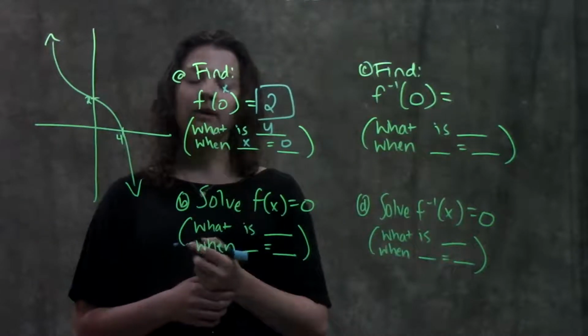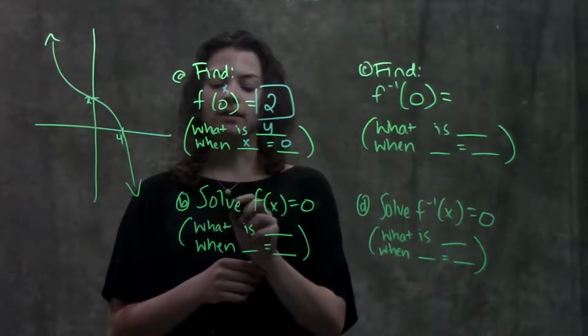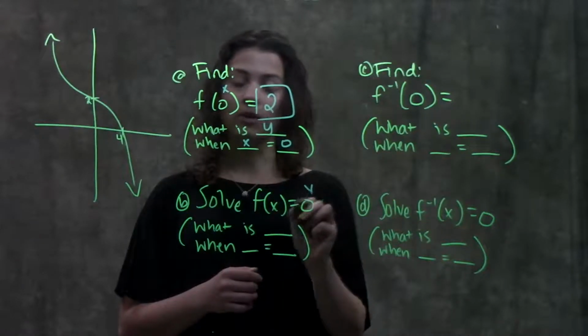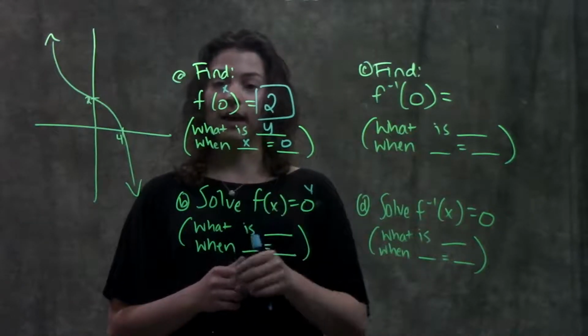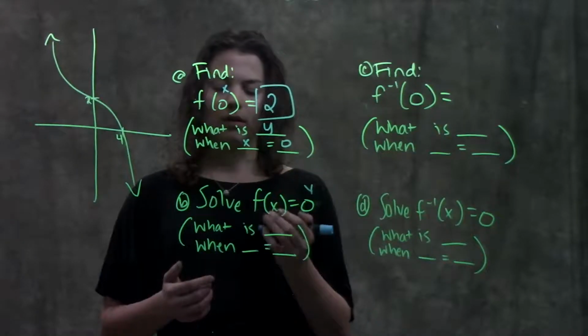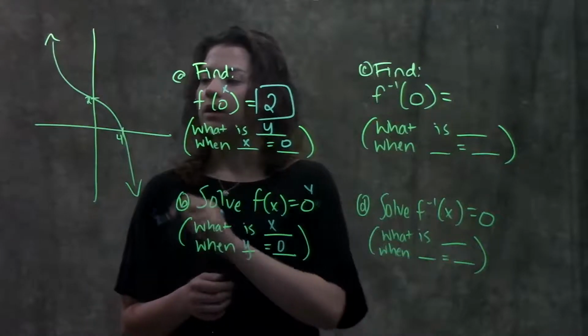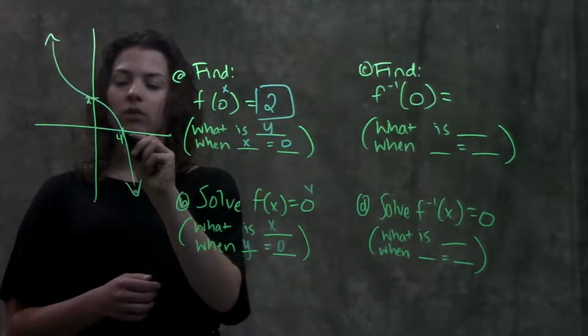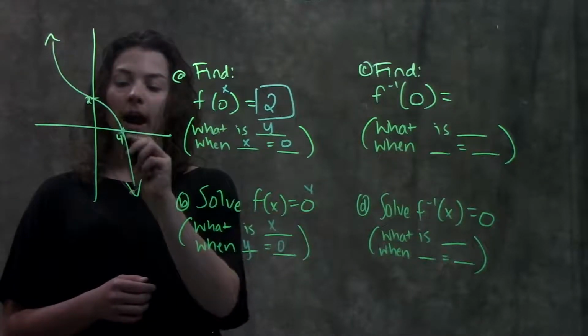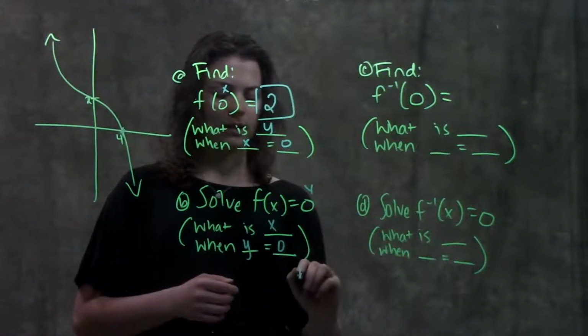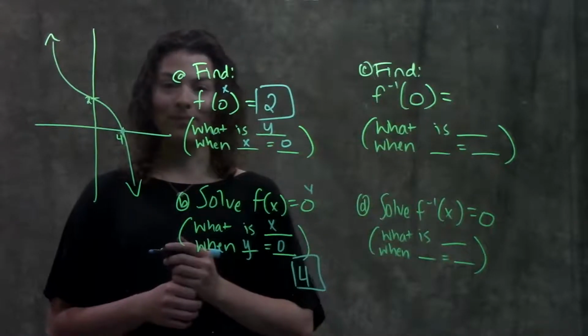Alright, moving on to part B, we get the opposite. They ask us to solve for when f of x equals 0. So in this case, they're giving us a y value, and they want us to find an x value. So in other words, what is x when y equals 0? So we see when is y equal to 0? It's equal to 0 here. What is our x value at that place? Our x value is 4. So our answer for part B is just 4.